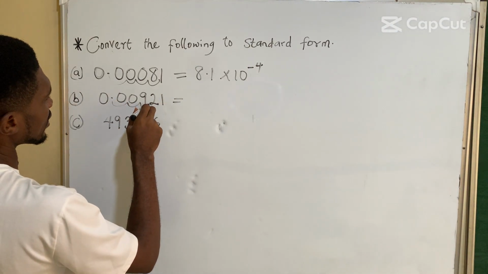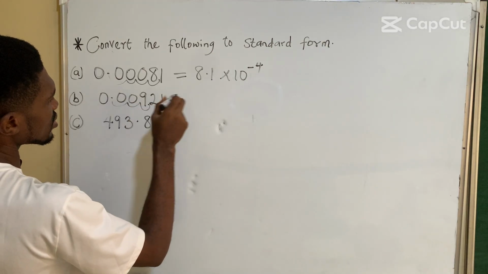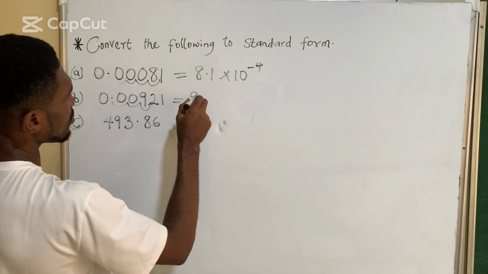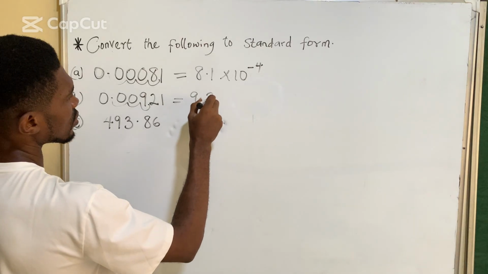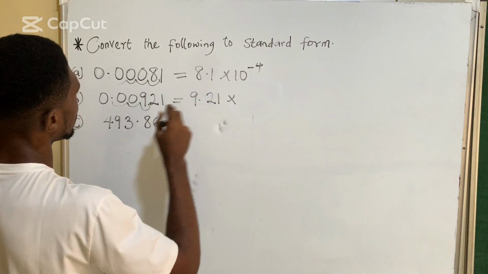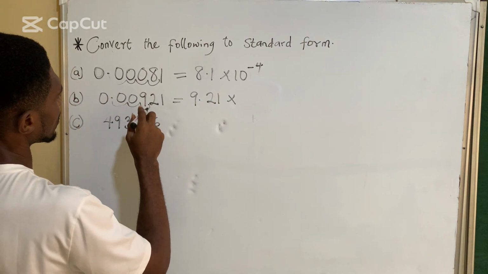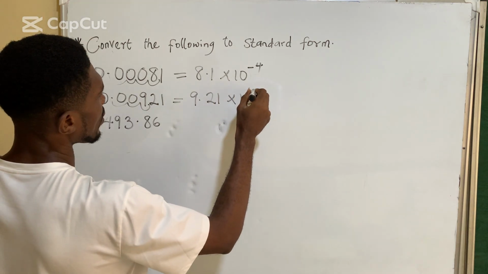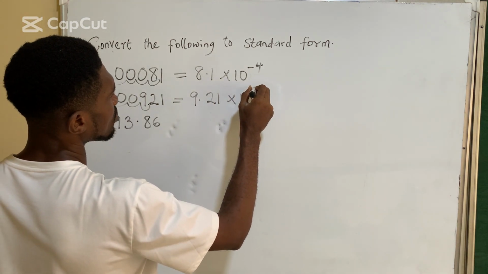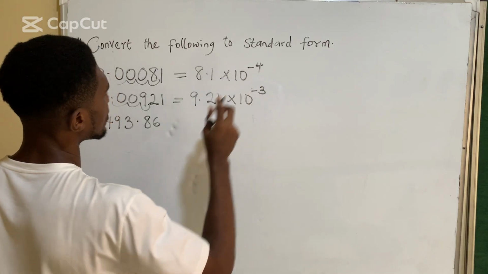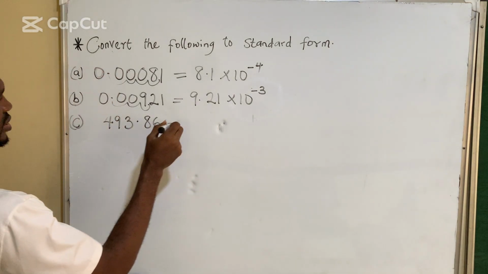Then the next one, we count again. 1, 2, 3. You stop at this point. You have 9.21 multiplied by, 1, 2, 3, so you have 10 raised to the power minus 3.